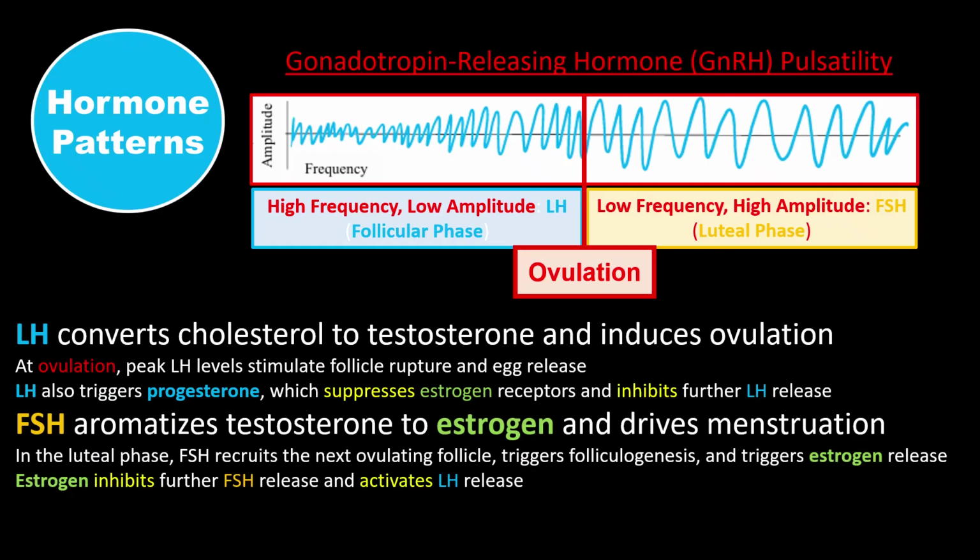But the big takeaway here is that luteinizing hormone converts cholesterol to testosterone and induces ovulation. And follicle stimulating hormone aromatizes testosterone to estrogen and drives menstruation. Other things are happening there under the hood as LH and FSH levels change, which alter the activity of progesterone and estrogen.